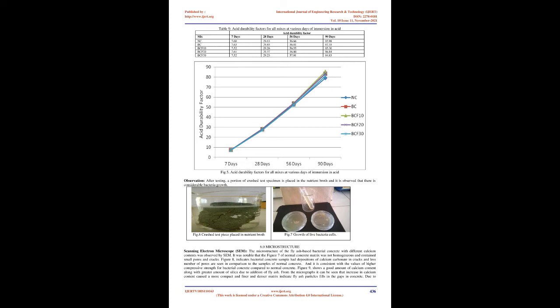The measured splitting tensile strength of the specimen shall be calculated using the following formula: FCT equals 2P/πdl. P equals maximum load applied on the specimen during the test in Newton. L equals length of the specimen in mm.